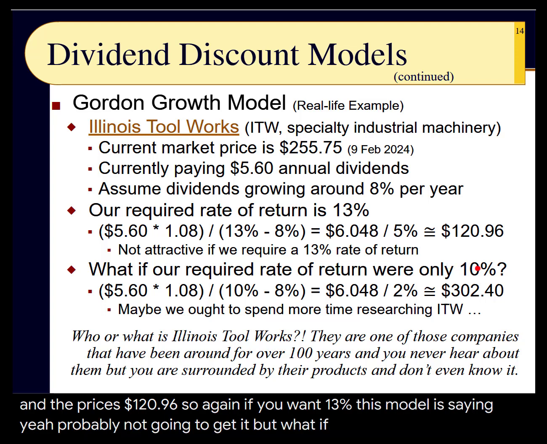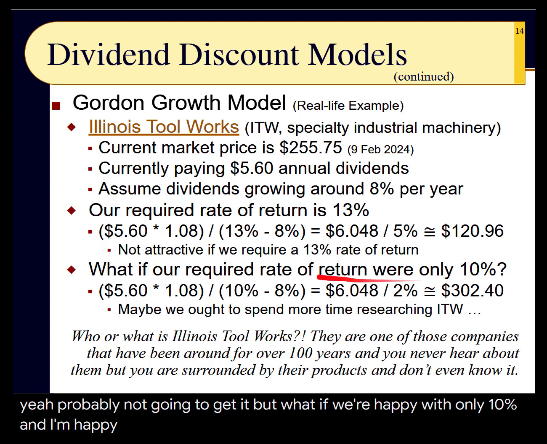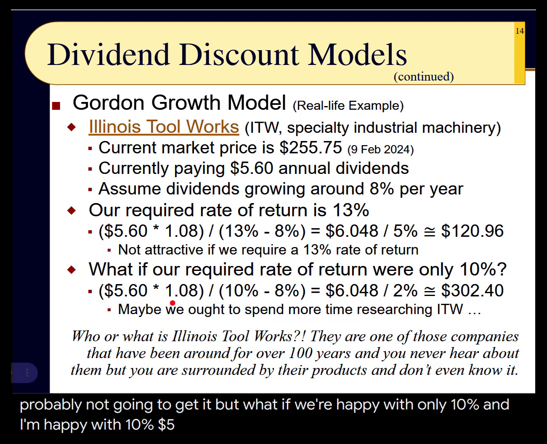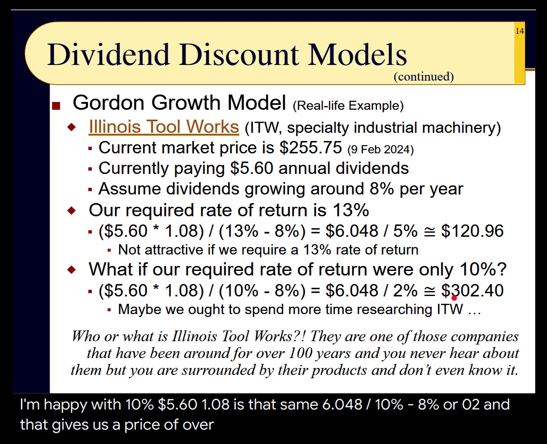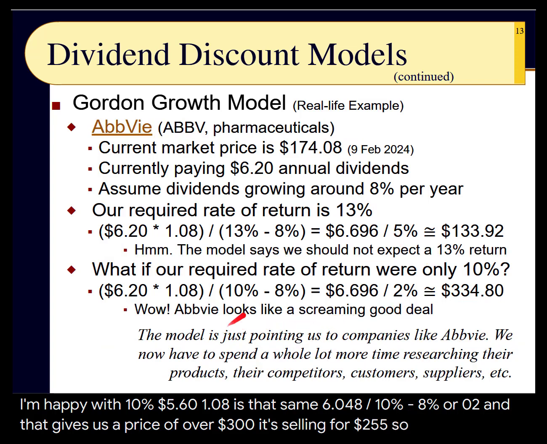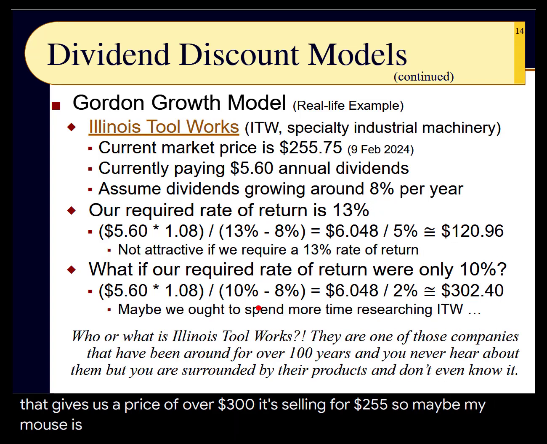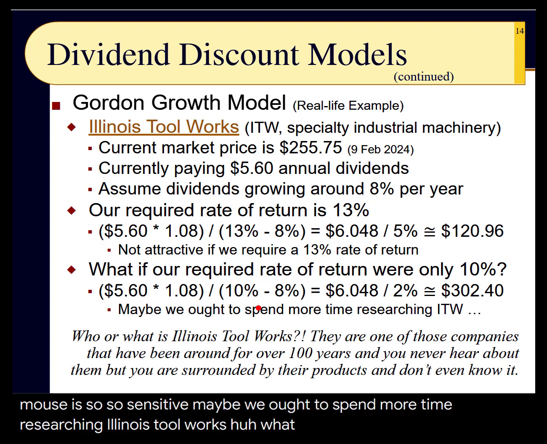But what if we're happy with only 10%? And I'm happy with 10%. $5.60 times 1.08 is that same 6.048, divided by 10% minus 8%, or 0.02, and that gives us a price of over $300. It's selling for $255. So maybe we ought to spend more time researching Illinois Toolworks, huh? What do you think? I think you should.